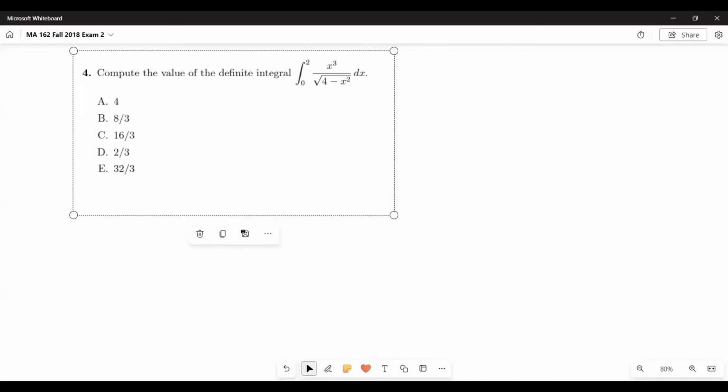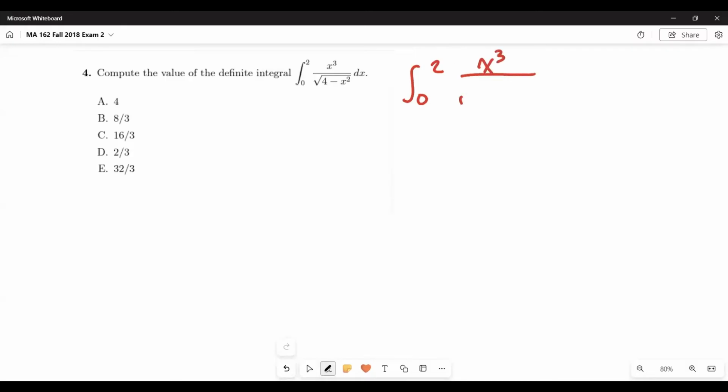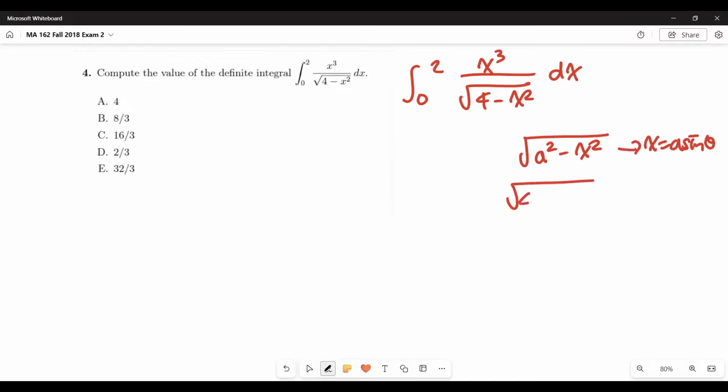Okay, so this question asks to find the value of a definite integral from 0 to 2 of x cubed over x square root of 4 minus x squared dx. Let's write it. 0 to 2, x cubed square root of 4 minus x squared dx. If you remember your trig substitution, a squared minus x squared is x equals a sine theta. In our case, it's 4 minus x squared. So a squared is 4, so a is 2. So this just becomes x equals 2 sine theta. Okay. And then our dx would be just 2 cosine theta d theta.